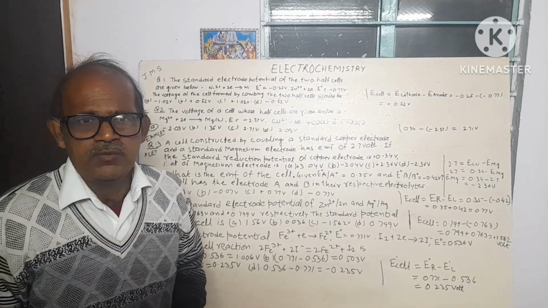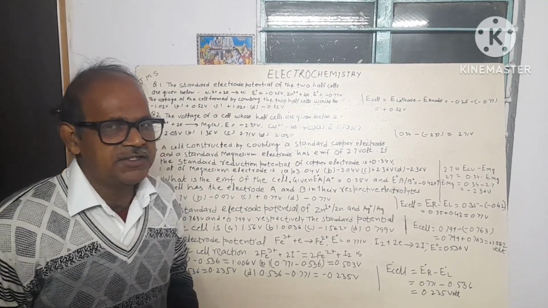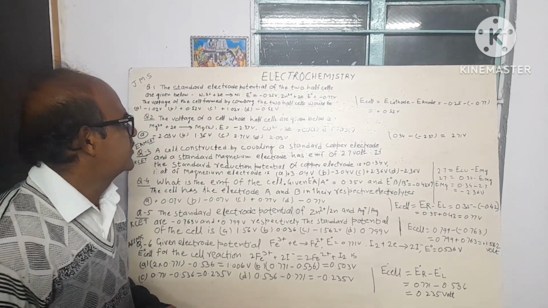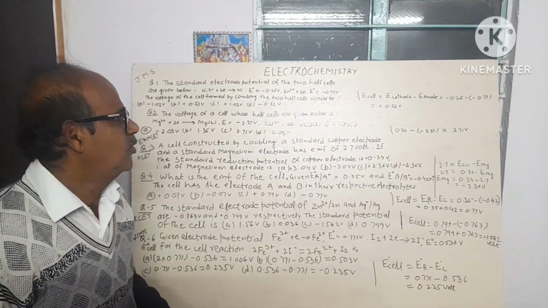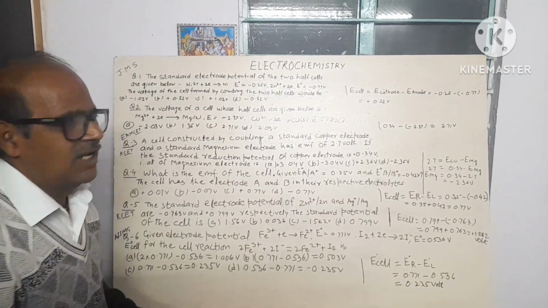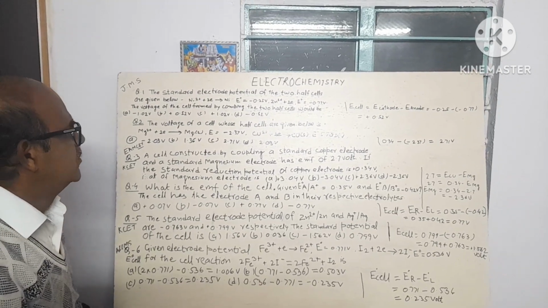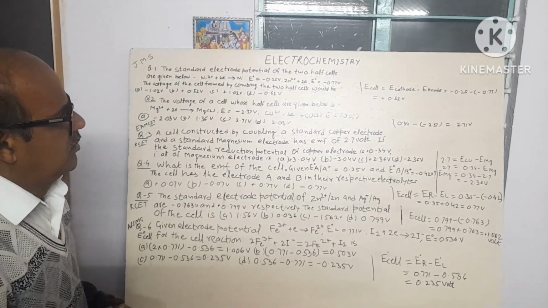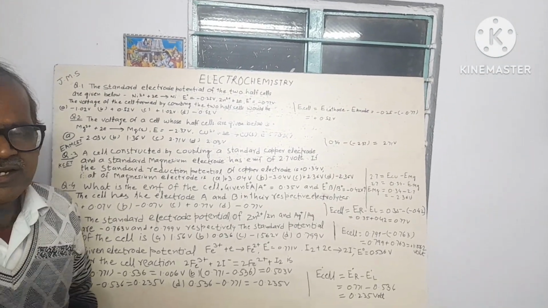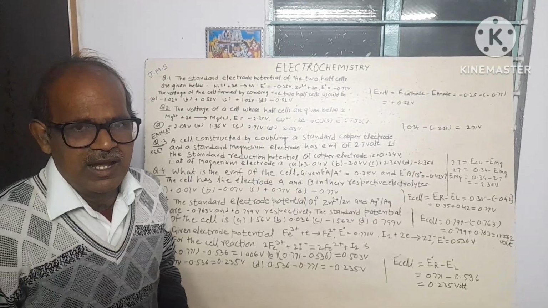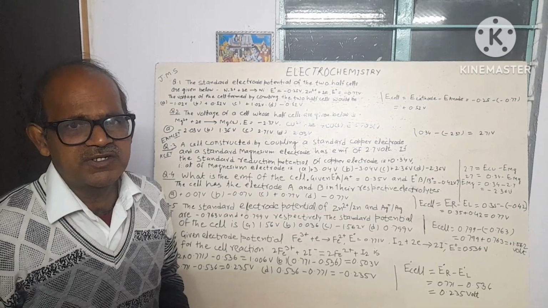I am Dr. K. Sinha, Professor of Chemistry. Today I will continue electrochemistry. Last class I discussed some numericals. Now I want to finish the other numericals. These numericals are based on the formula E cell is equal to E cathode minus E anode. Last class I also discussed numericals based on the Nernst equation.